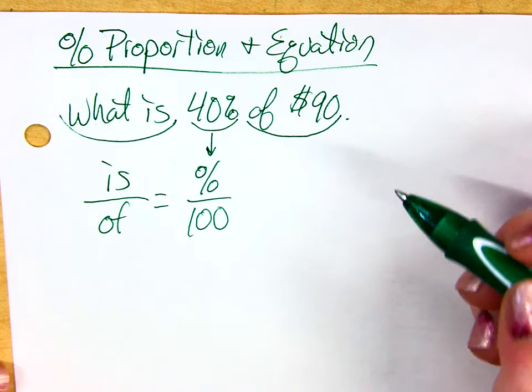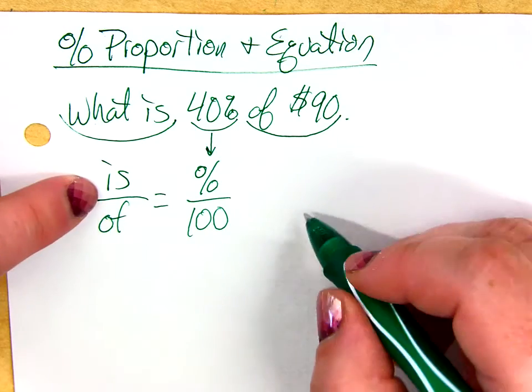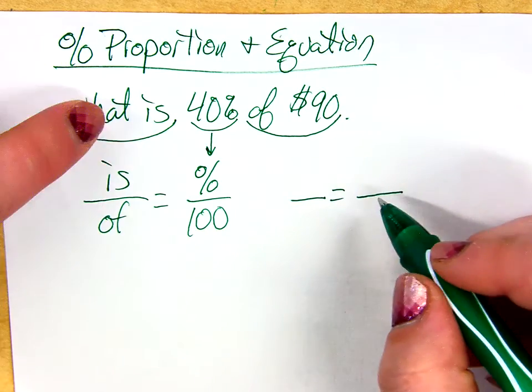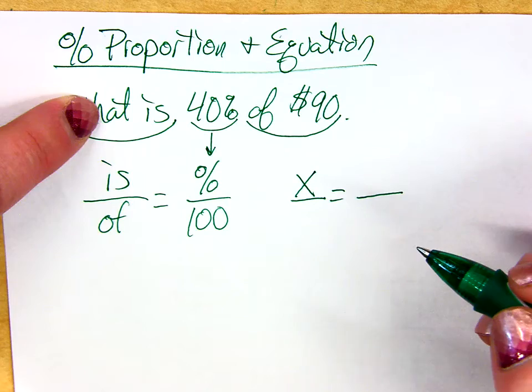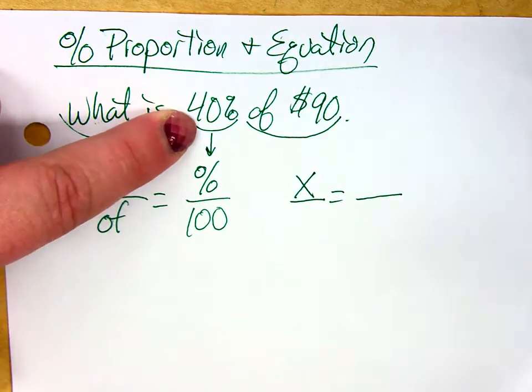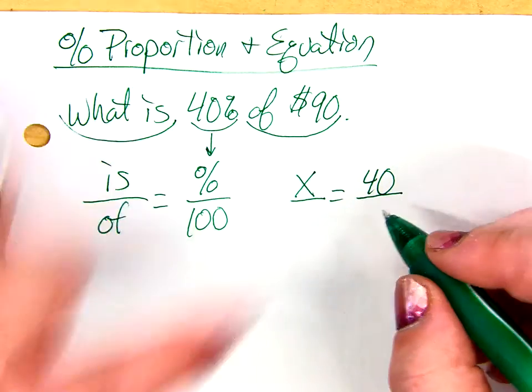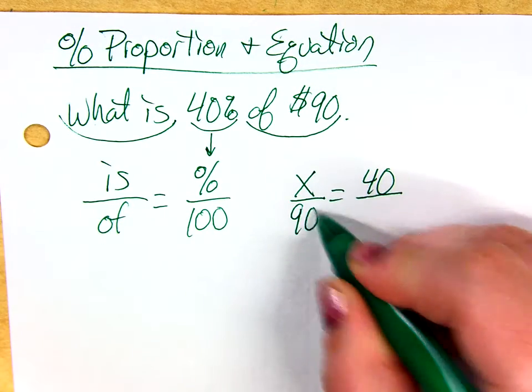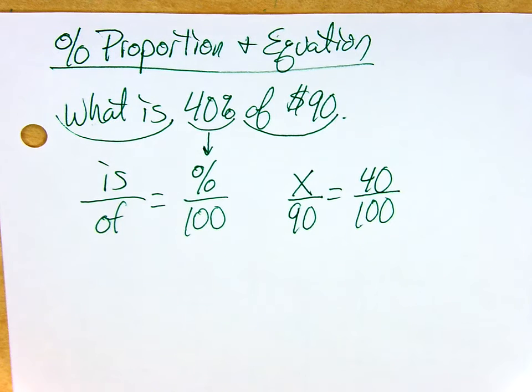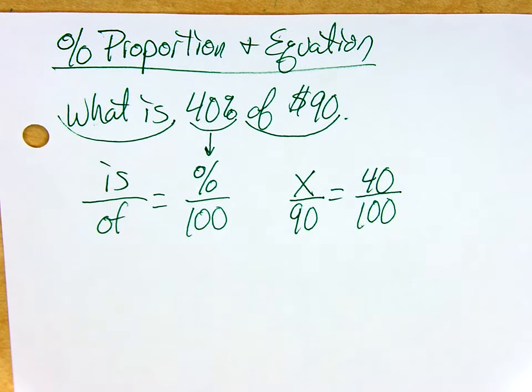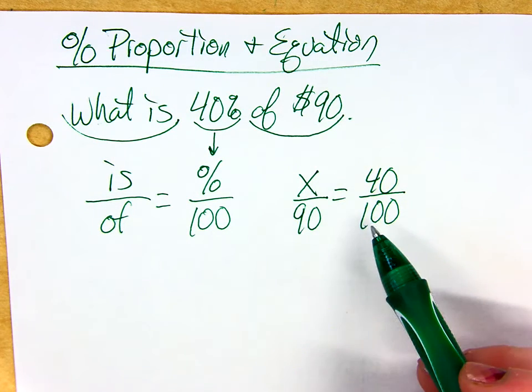So when you actually put this in, this is what it's going to look like. I'm going to replace is with an X, because that's what I don't know. 40%, so 40 will go in the percent spot. Of 90, 90 goes in the of spot, and then 100 always goes down here. So that's how you fill in the percent proportion. And now you guys already know how to solve this.